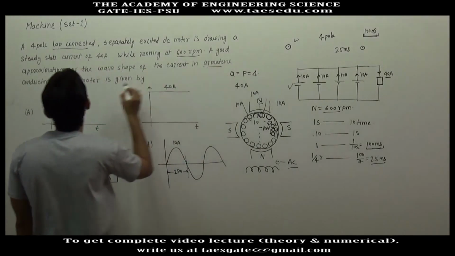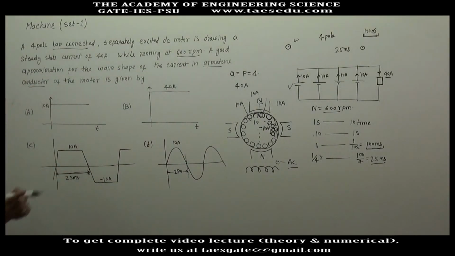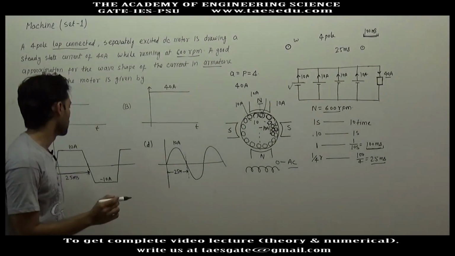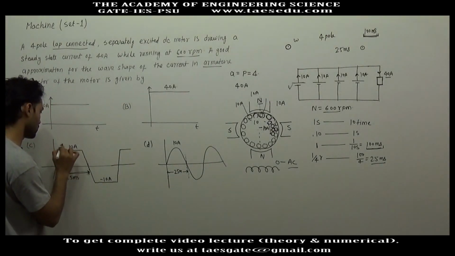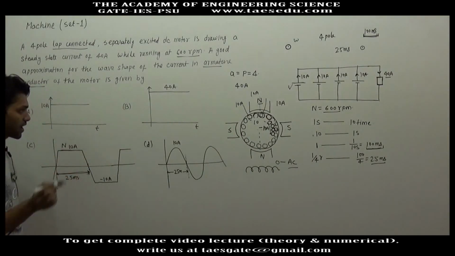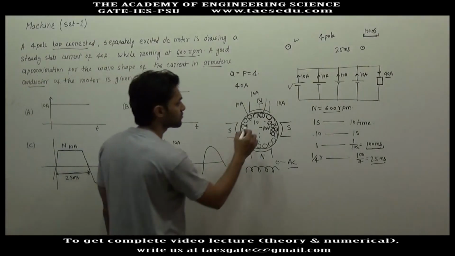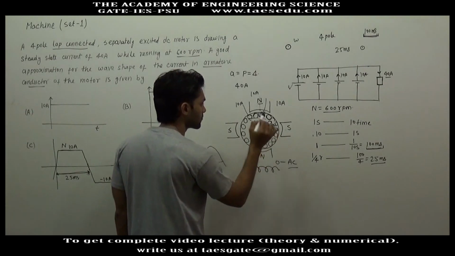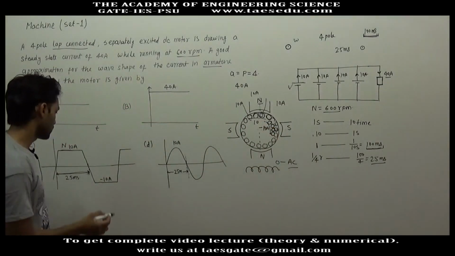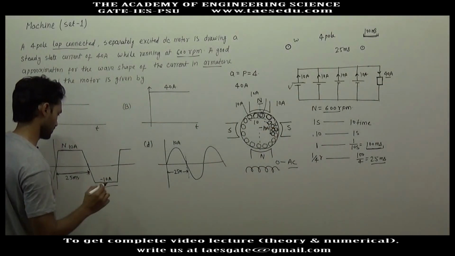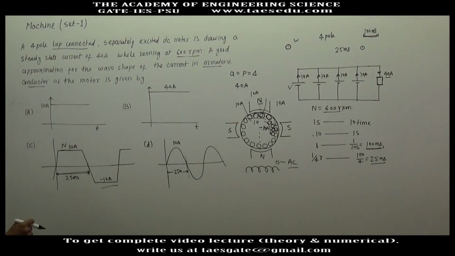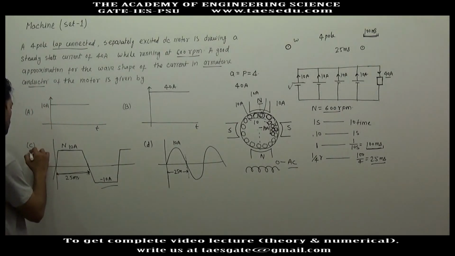But we are asked about the current in the armature winding, the armature conductor, not the output current. So our current in the armature conductor will be 10 ampere, let's say for north pole, and after 25 millisecond these 4 conductors will come in the influence of south pole. So for south pole the current will be in the opposite direction. So option C will be correct.